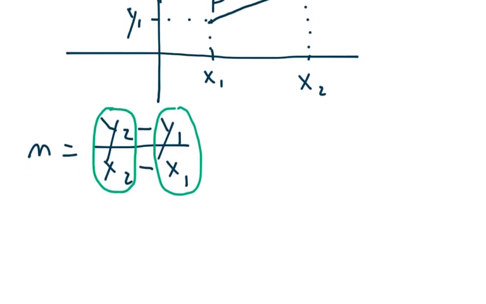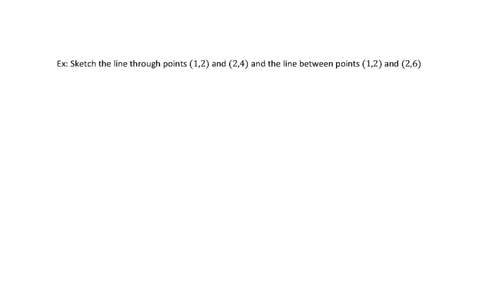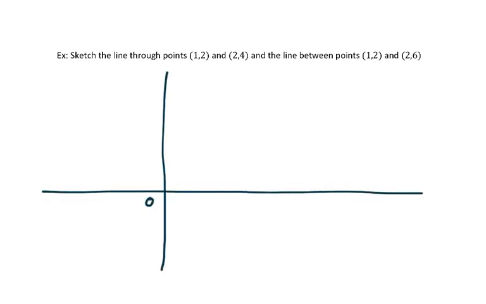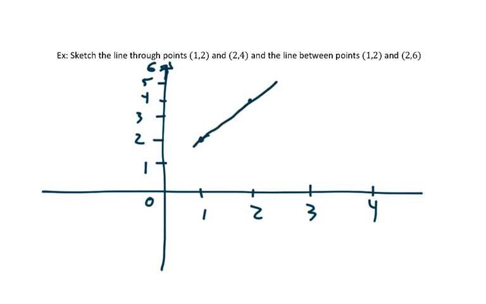So now we're going to do an example. Basically here we're going to sketch the line through these 2 points, and we're going to sketch the line through these 2 points, and we're going to compare them. So let's do that. Here's 0, 1, 2, 3, 4, and 1, 2, 3, 4, 5, 6. Here we have 1, 2. Here we have 2, 4. So here's the first line through here.